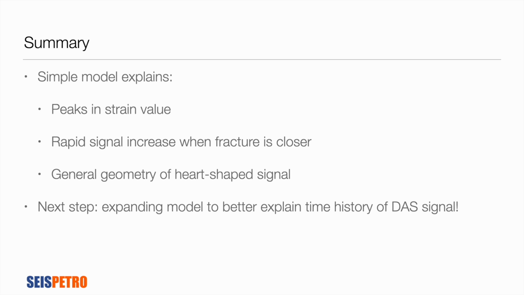To summarize, we use this very simple toy model to develop some very powerful insights into low-frequency DAS data. We can explain the two peaks or lobes in the so-called heart-shaped signal, and we explain the dramatic increases in signal amplitude as the fracture gets closer and closer to our monitoring fiber optic cable. The next video will expand on this model and start to make it even more complete to help understand more and more completely our low-frequency DAS data.